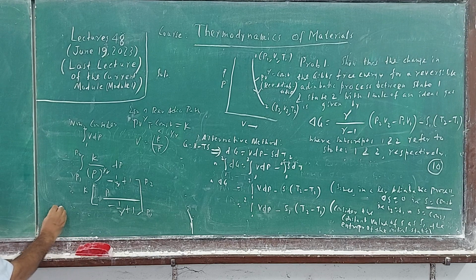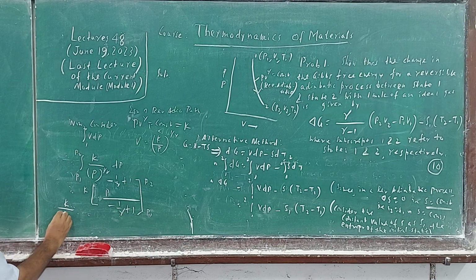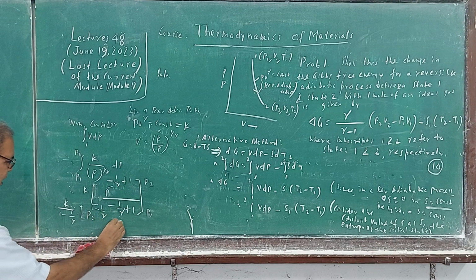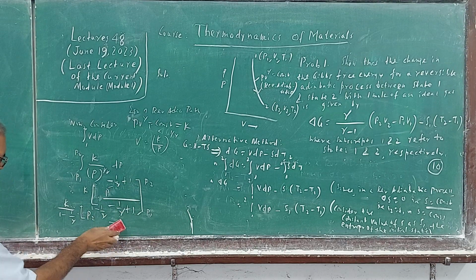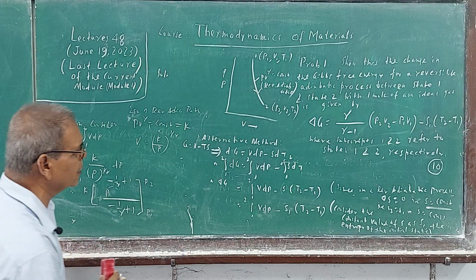So take this outside. K, this is what? 1 minus 1 by gamma. Keep it there. This is what? P2 to the power 1 minus 1 by gamma minus P1 to the power 1 minus 1 by gamma. This is actually clumsy, but where would it be?